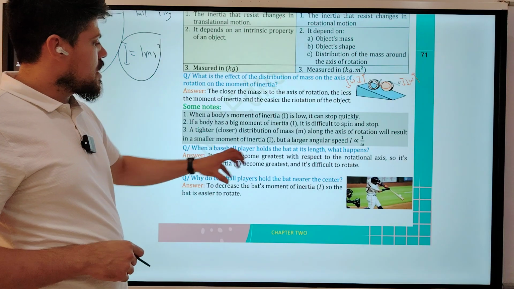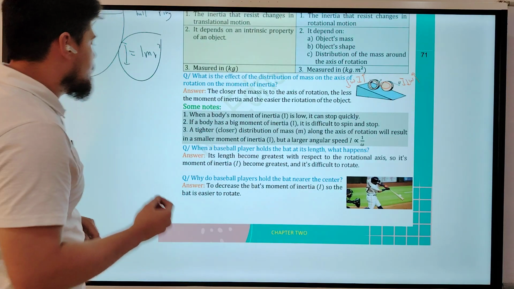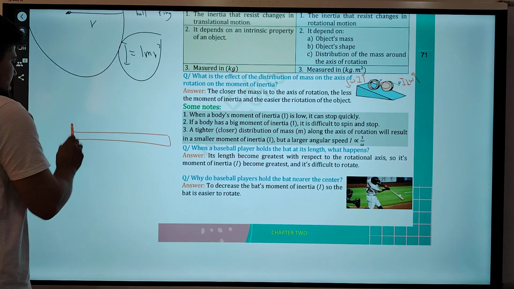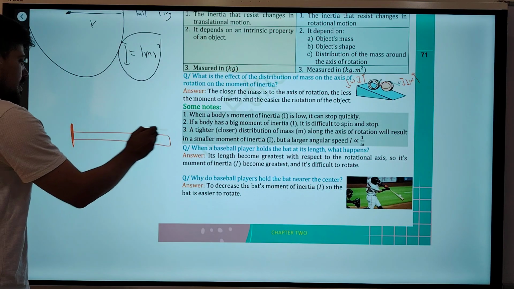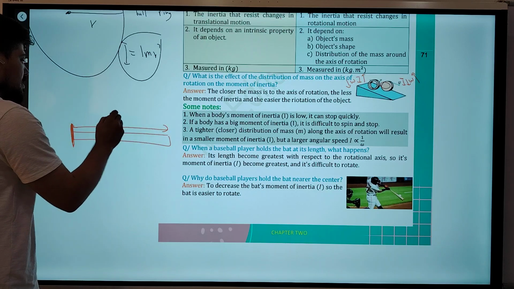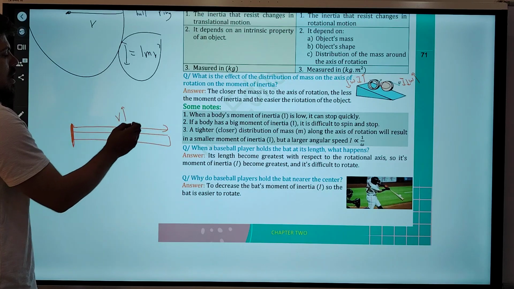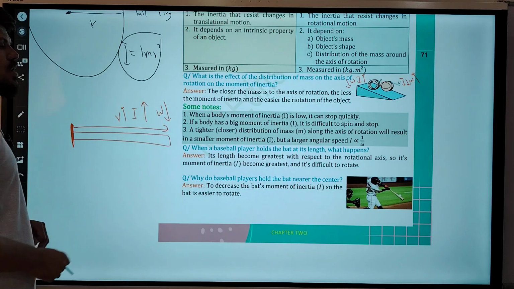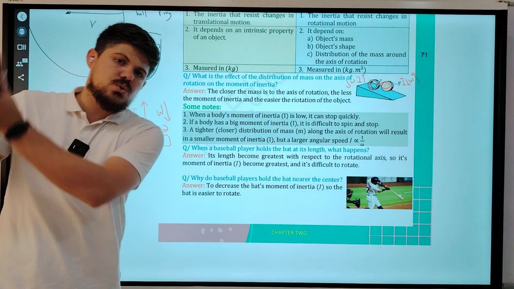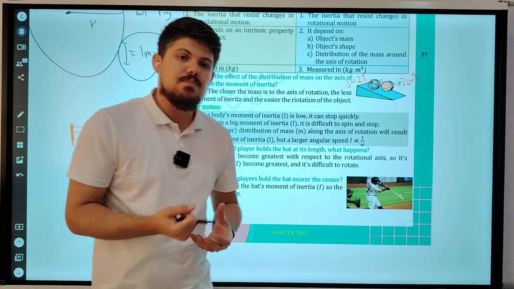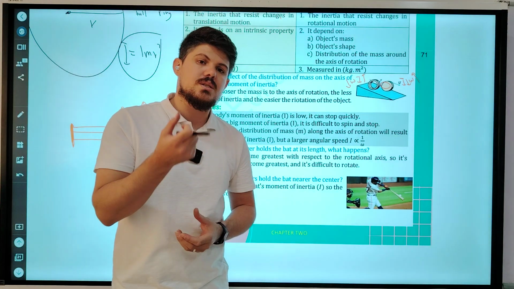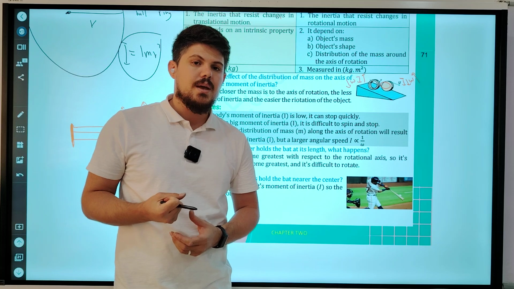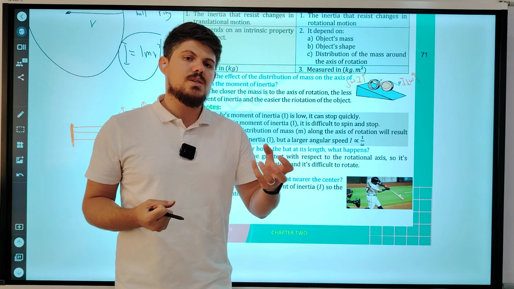When a baseball player holds the bat at the end, it has more distance from the axis of rotation. More R means more moment of inertia, but less angular speed. So it is difficult to swing the bat when the player holds it at the end of the bat. In that case, it has more moment of inertia and less angular speed.